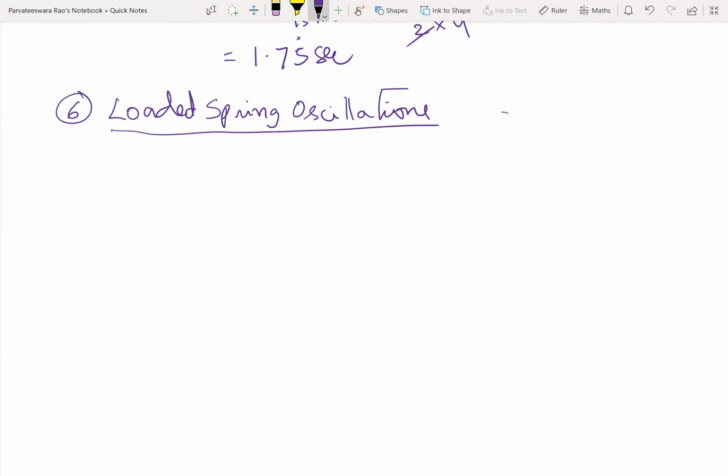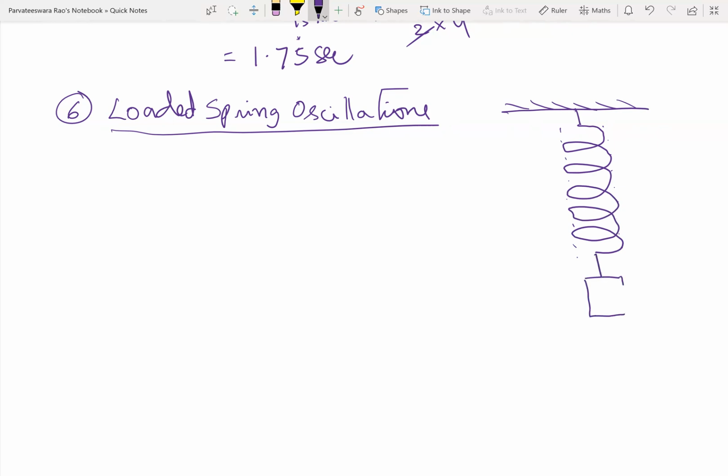So here is a rigid support, and we suspended a spring with a load M attached at the free end. Imagine here is a scale. This is called the natural length of the spring.